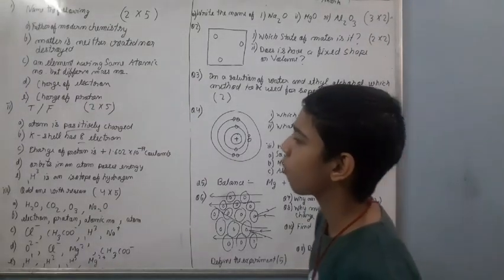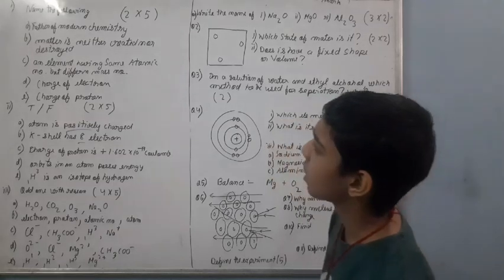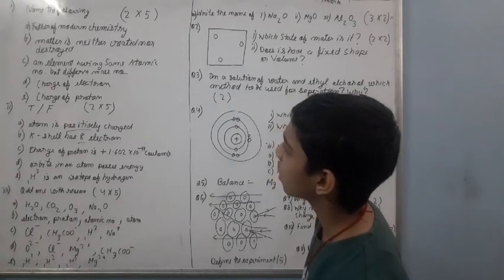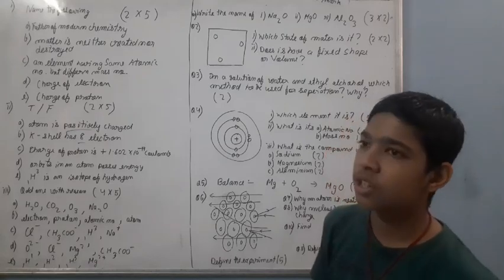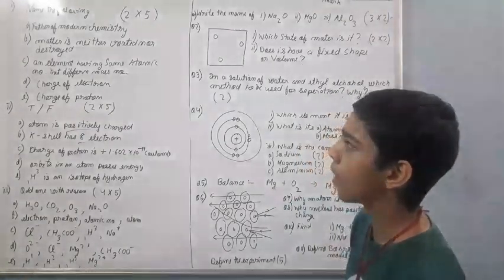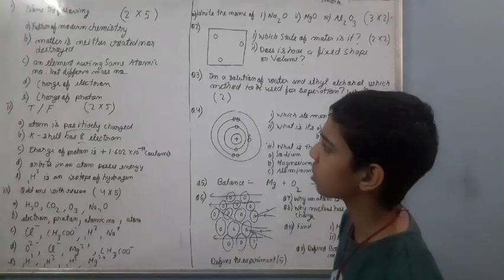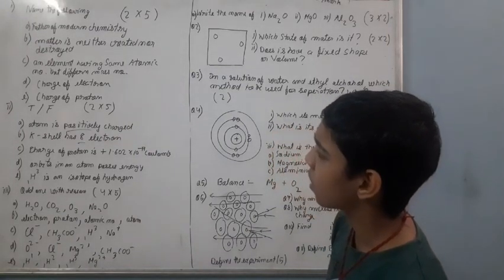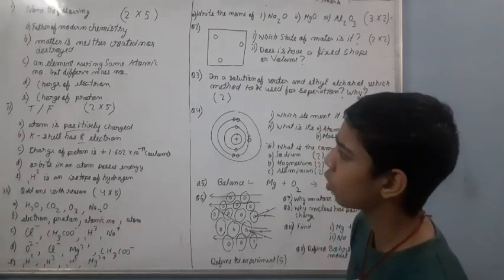We have to name the following. The first question is: father of modern chemistry, who is Antoine Lavoisier. Matter is neither created nor destroyed. The answer is the law of conservation of mass, which states that in a chemical reaction, matter is neither created nor destroyed. An element having the same atomic number but different mass number. Here the answer is isotopes.